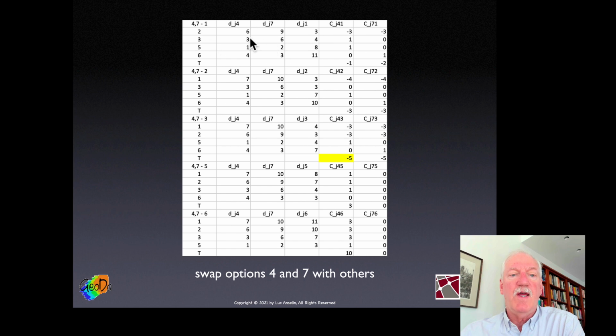In the case of 3, also assigned to 4, the distance to 4 was 3, the distance to 1 is 4, so that's not an improvement, it gets worse by 1. In the case of 5, again assigned to 4, the distance to 1 is 8. However, 5 would not be assigned to 1. 5 would be assigned to 7, in which case its distance becomes 2. So that gets worse by 1.